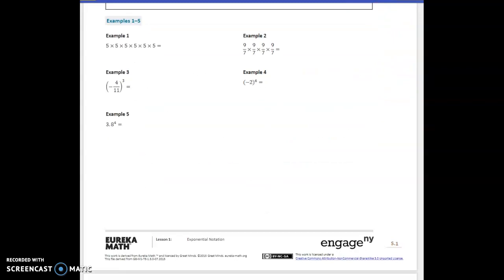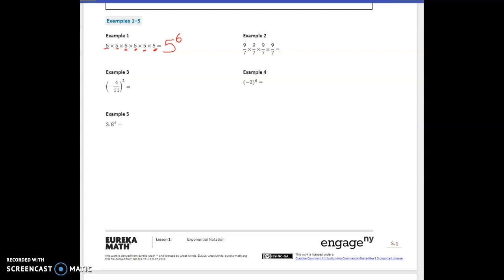Examples 1 through 5 here. I know there's really no direction, so I'm just going to say that we want to write this as a power. We want to write this in exponential notation. Notice we have the same base. They're all 5s. 5 is being repeatedly multiplied by itself. So our base is 5, and then you count them: 1, 2, 3, 4, 5, 6. We're going to take 5 and multiply it by itself 6 times, 5 to the 6th power.